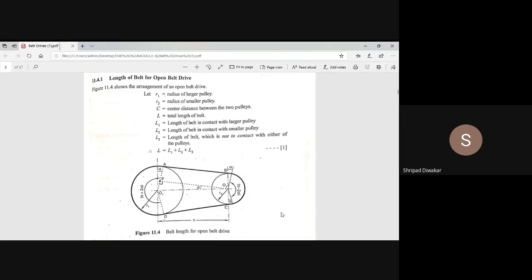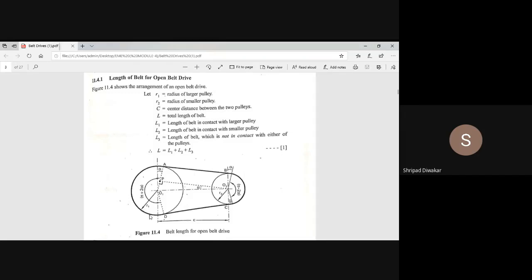Before that, you have to draw this diagram, whatever you are seeing on the screen. This diagram is the most important diagram. Don't make any mistake while drawing this diagram. You can find this diagram in any of the textbooks. So the first thing, the diagram, is the most important thing.